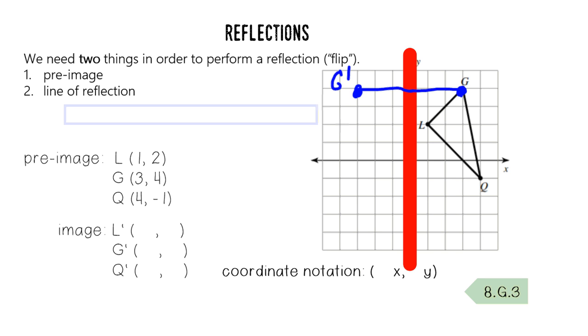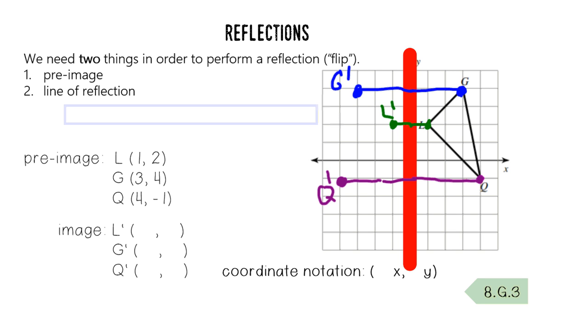I'm going to then do the same thing for point L. Point L is only 1 unit from my line of reflection, so I'll only go 1 unit on the other side. And here's the new location for L prime. And for point Q, 1, 2, 3, 4 units to my line of reflection. I'm going to keep going. 1, 2, 3, 4 units on the other side. Here is the location of Q prime.